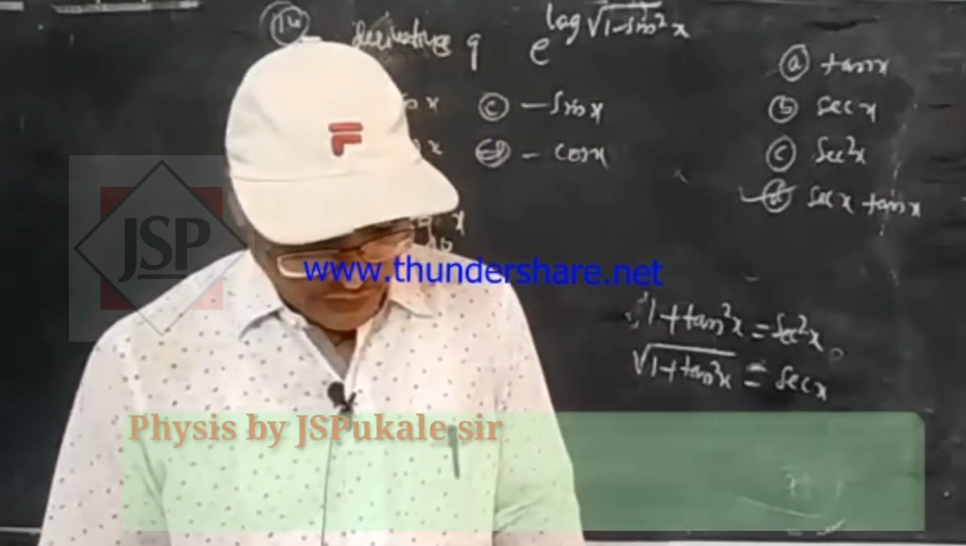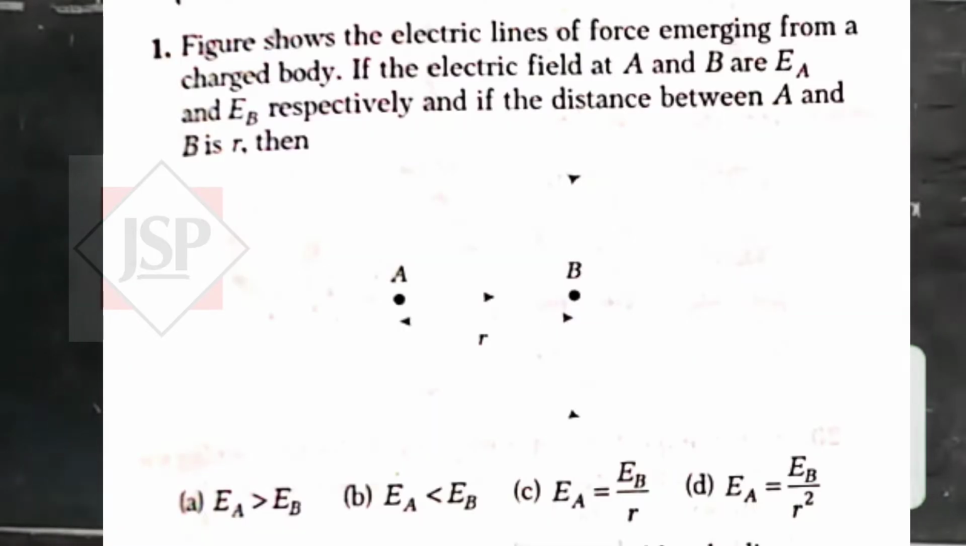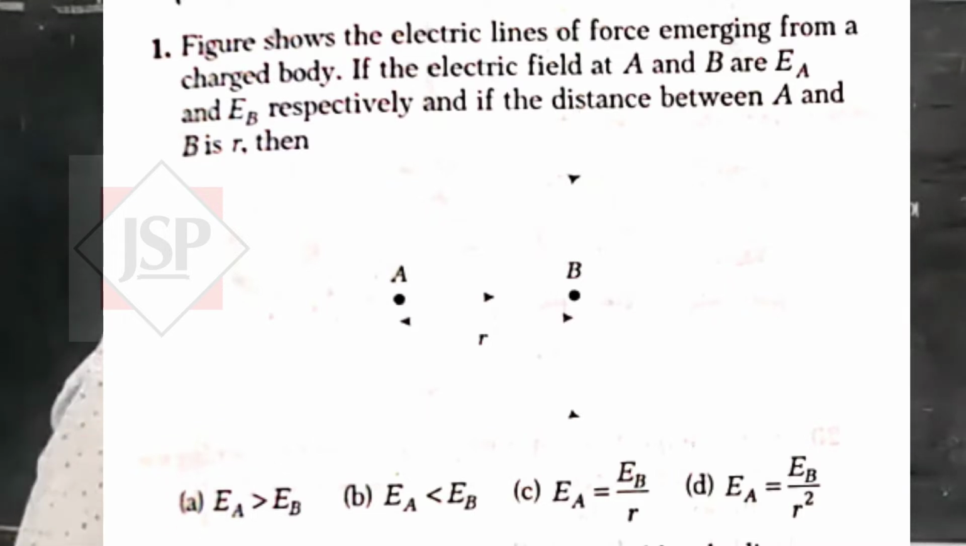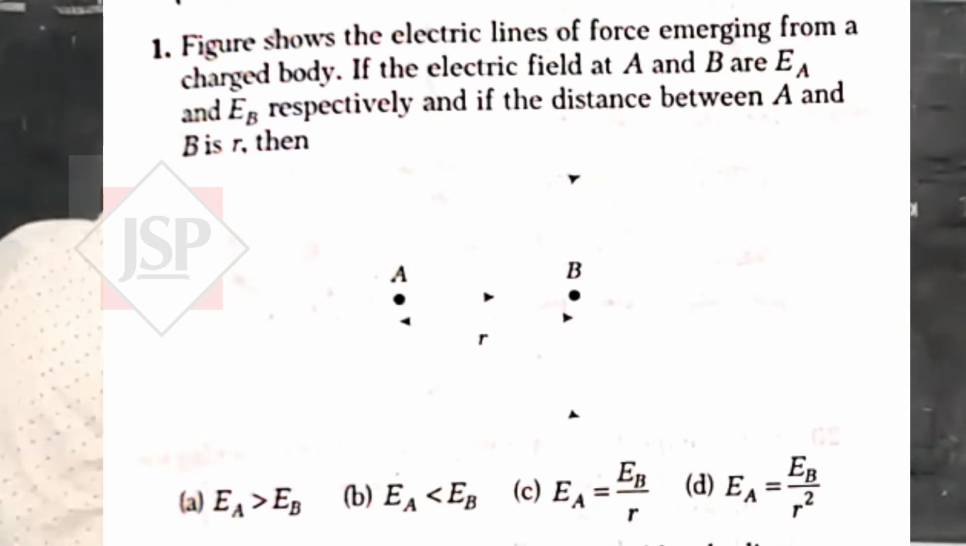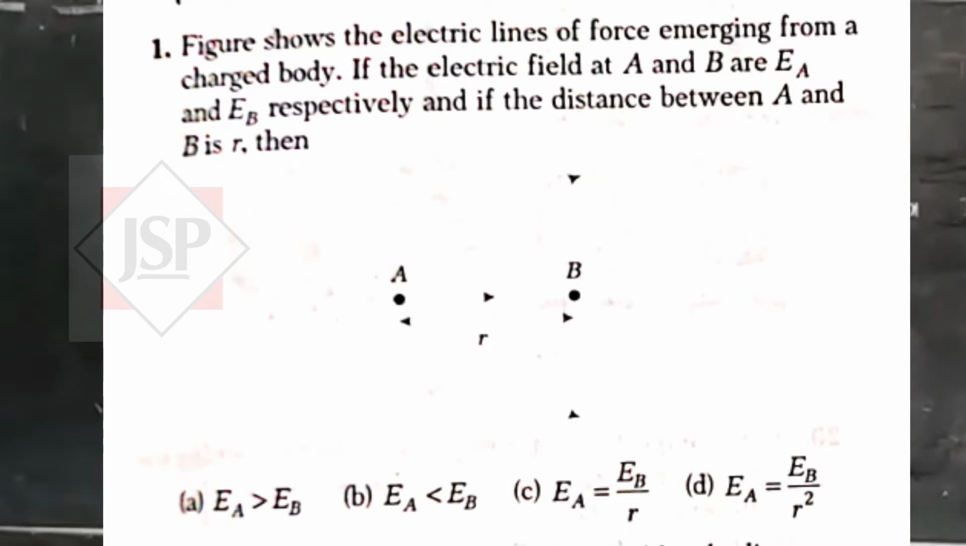Figure shows the electric lines of force emerging from a charged body. If the electric field at A and B are EA and EB respectively, and if the distance between A and B is R, then... So the question is like this. One figure is given, and that figure I am going to draw.